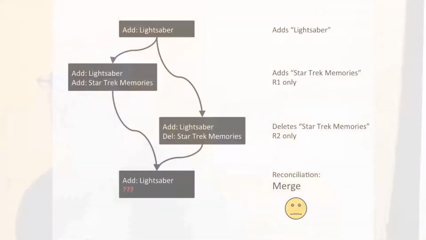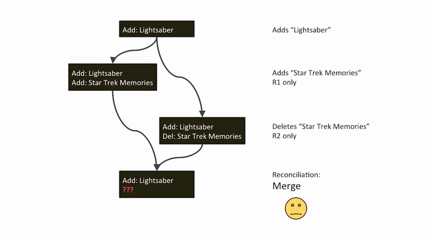When we're adding items, everything looks fine, but when we delete, we run into trouble. So here, our shopper has accidentally added the book Star Trek Memories to their shopping cart. And the message to do that reached the first replica. Then our shopper realizes their mistake and deletes the book from the shopping cart. That message makes it only to the second replica. So now one says add the book and the other says delete. How do we reconcile this?